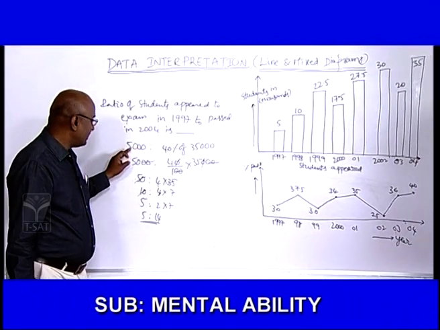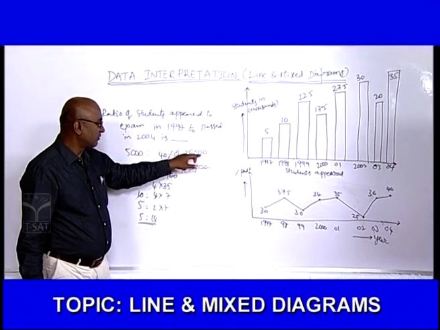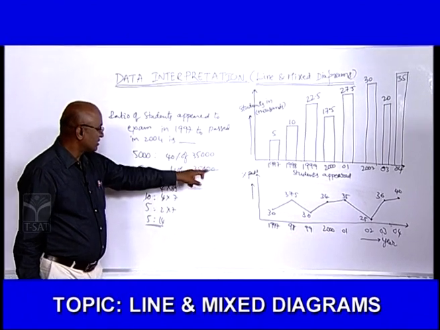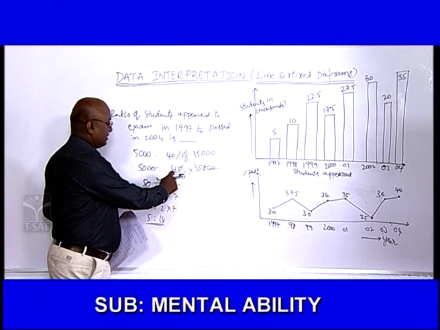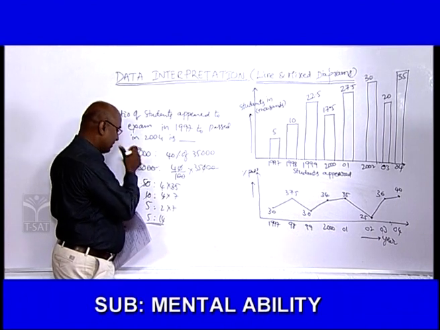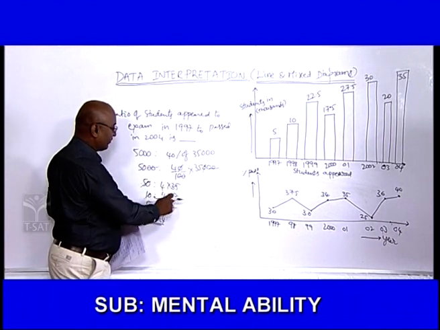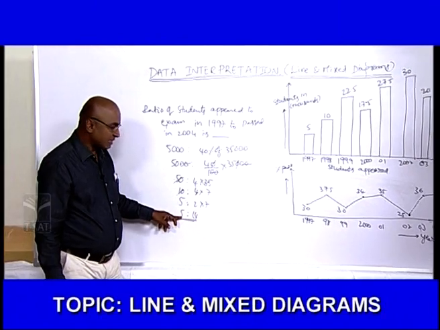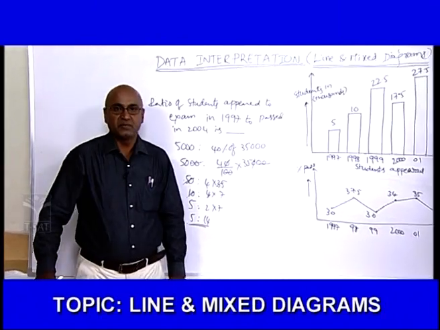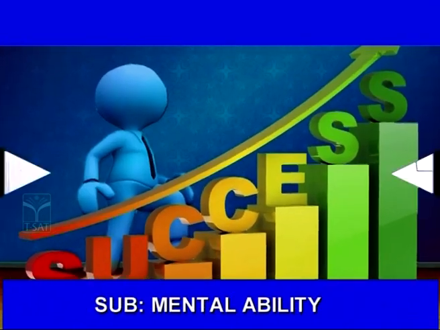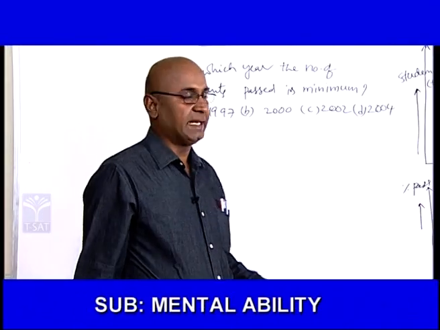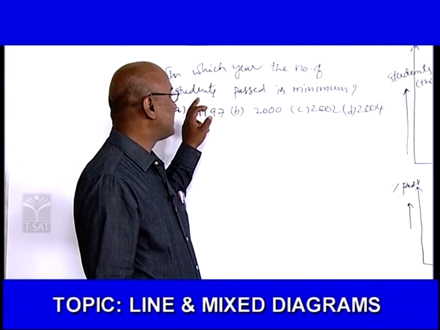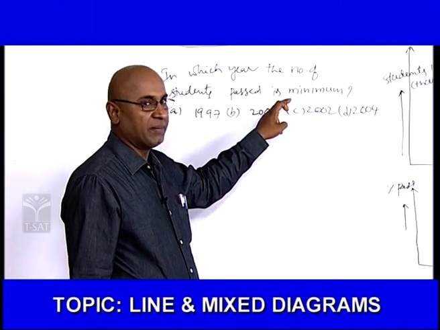So the ratio is 5,000 is to 40% of 35,000. So the simplification is like this. 2 zeros and 2 zeros can be cancelled. So that is now 50 is to 4 into 35. So that is 5 is to 2 into 2 into 7. That is nothing but 5 is to 14 is the required answer. The next problem in this question is like this. In which year the number of students passed is minimum?